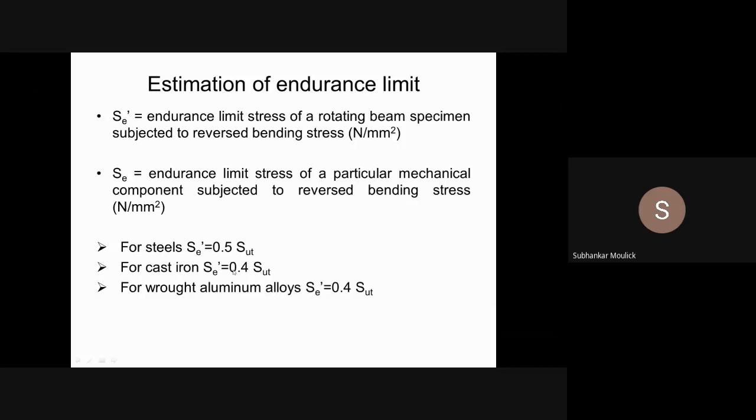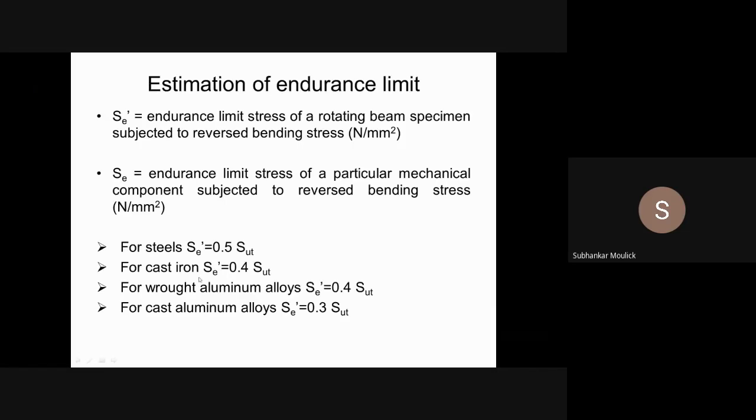If the material is wrought aluminium alloys, then SE dash will be given by 0.4 times SUT. If the material is cast aluminium alloy, then SE dash will be given by 0.3 times SUT. Is it clear?